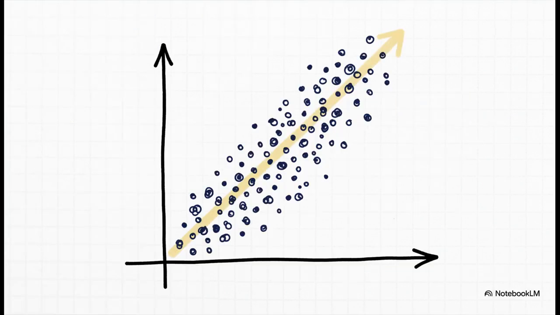Let's start with a really simple example. So imagine each of these dots is, say, a person. And we've plotted two different things about them. Let's just call them x1 and x2. Maybe it's something like hours studied versus your final test score. You can see the trend right away, can't you? As one value goes up, the other one tends to go up too. It forms this kind of diagonal cloud.